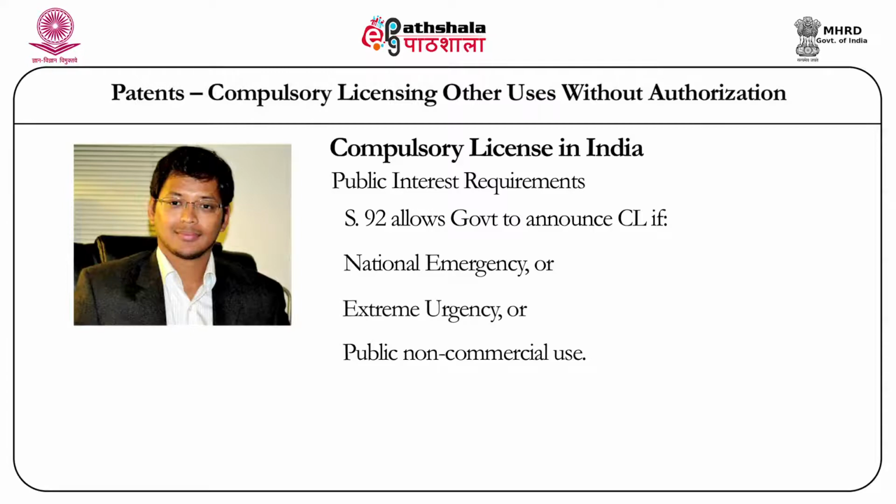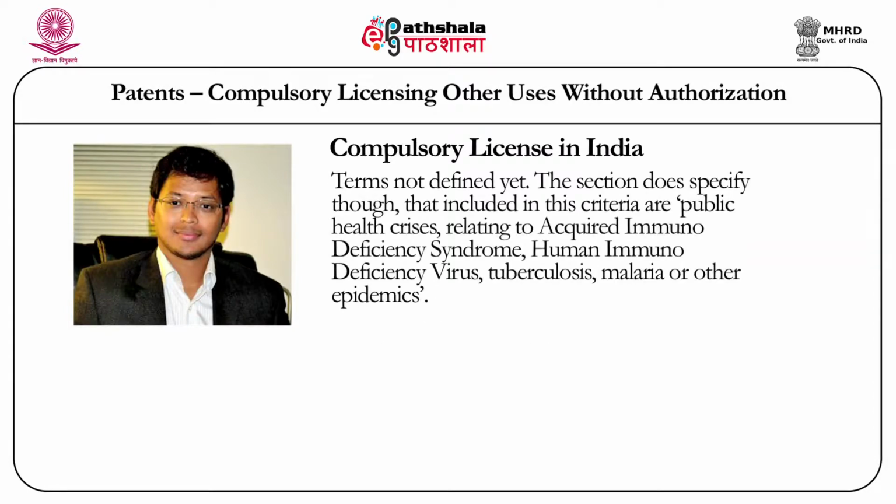These are broadly considered the public interest grounds. However, there is yet to be an explanation or clarification as to the extent of these terms. The section does specify, though, that included in these criteria specifically are public health crises related to acquired immunodeficiency syndrome, that is AIDS, HIV, human immunodeficiency virus, tuberculosis, malaria, or other epidemics. It is not necessarily limited to these, but it definitely includes these. As of the writing of this module, the government is considering a Section 92 notification for 3 drugs.